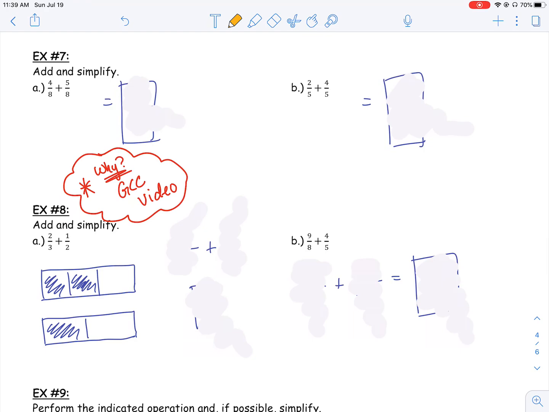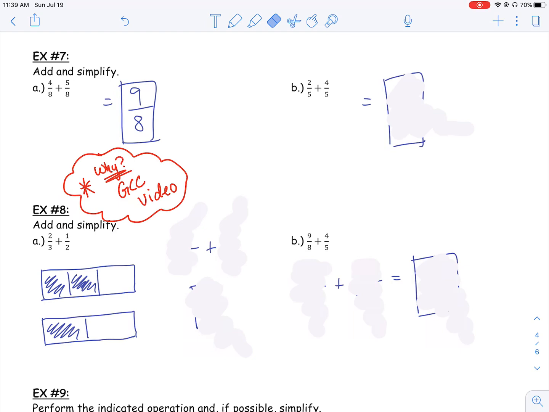In example number 7, it asks us to add and simplify. So when I have 4/8 and I want to add it to 5/8, and since I'm adding, as long as I have a common denominator, then I can simply just add my numerators together and keep that common denominator. So 4/8 plus 5/8 is really a total of 9/8. If I can reduce that, I always want to reduce my final answer. So is there a factor of 9 that's also a factor of 8? Not that I can think of, so it looks like 9/8 would be my final answer.